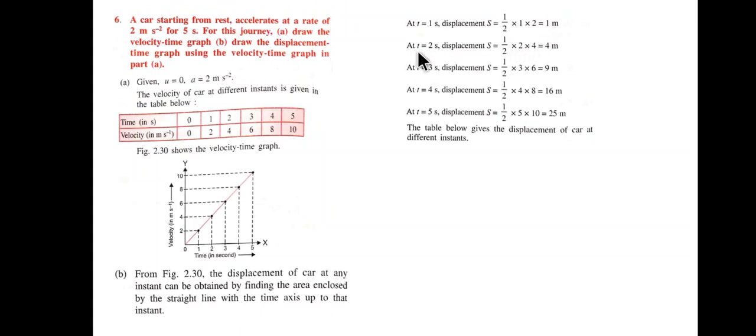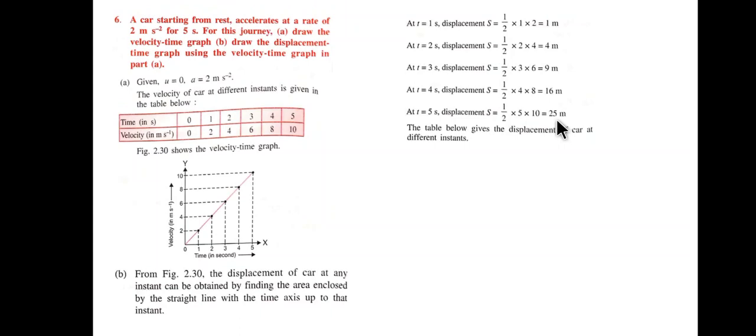In the second case, when it is 2 seconds, that means this triangle from here to here, half base into height, so half into 2 seconds into the height 4, here you'll get 4 meters as the displacement. Similarly, if you keep on calculating, you'll get 9 meters, 16 meters and 25 meters respectively.